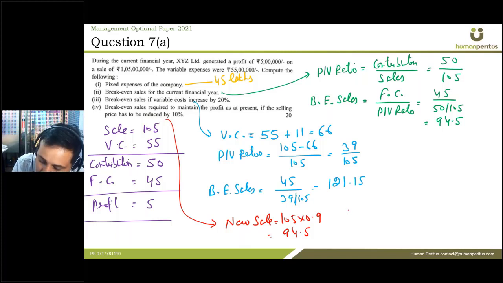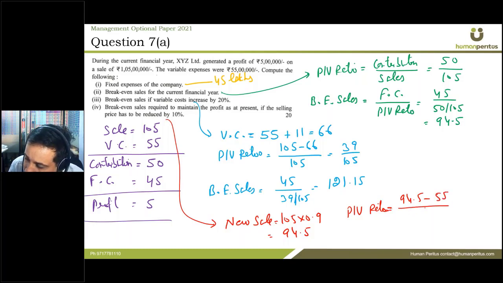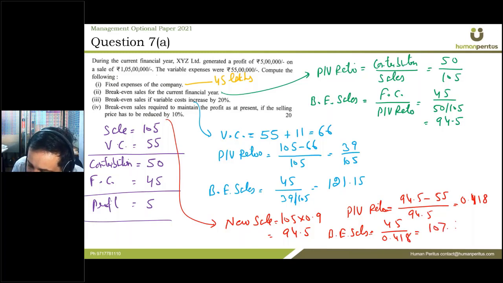Okay, so now calculate my PV ratio once again. PV ratio comes out to be contribution. Contribution is what? 94.5 minus variable cost, which is 55, divided by 94.5, and this PV ratio comes out to be 0.418. But you have to calculate again break even sales. Break even sales, it comes out to be my fixed cost, which is 45, divided by PV ratio 0.418, and this comes out to be 107.65 again lakhs.